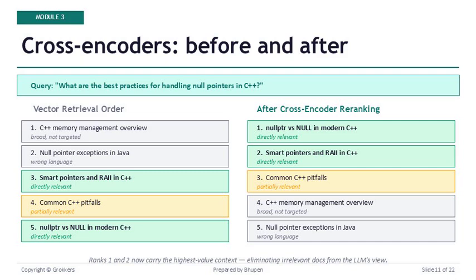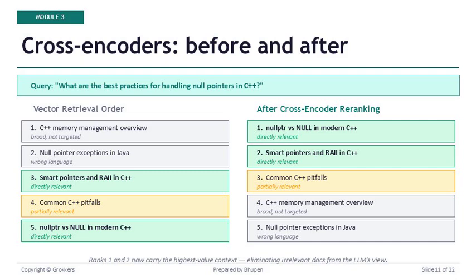Now watch the cross-encoder work its magic. After re-ranking, nullptr versus NULL jumps to rank 1. Smart pointers and RAII, directly relevant to safe pointer handling, moves to rank 2. The Java article drops to the bottom where it belongs. The top 2 positions now carry exactly the context your LLM needs. No noise, no wrong language distractions. This is the difference between your LLM getting a clear, focused answer and it getting confused by a Java article when the user asked about C++.